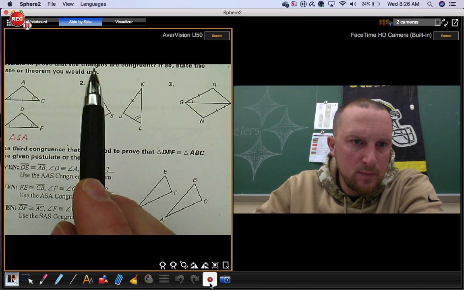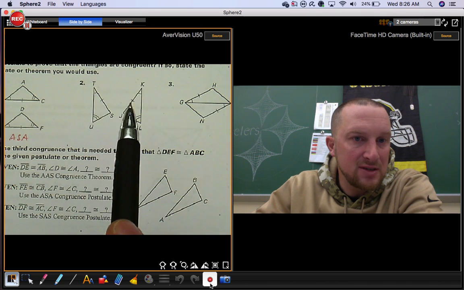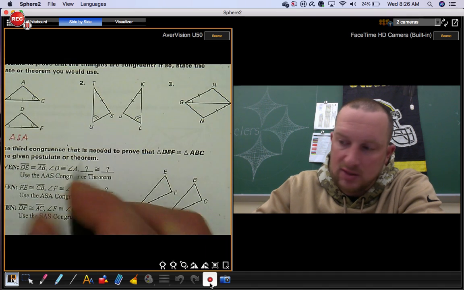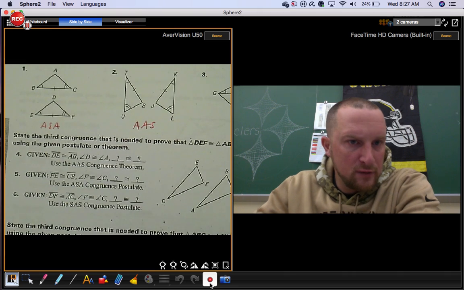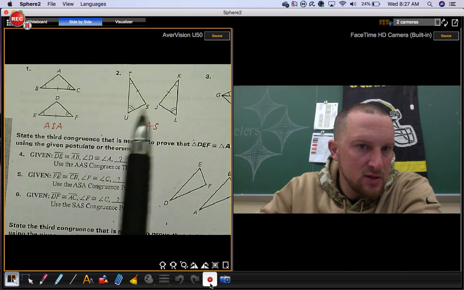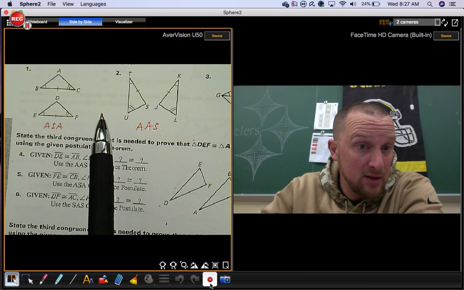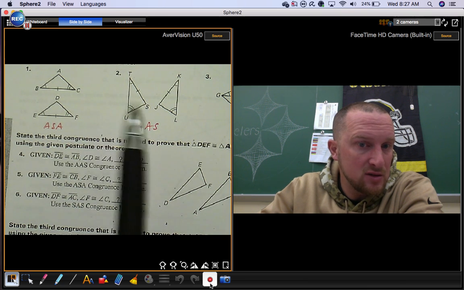In number 2, we got the same two pairs of congruent angles, but now we have congruent sides that are non-included. And their corresponding non-included sides, that's what angle, angle, side looks like. If you see triangles with these marks or these marks, they must be the same size and shape. That's what that means. These arrangements of congruent parts guarantee the triangles are congruent.